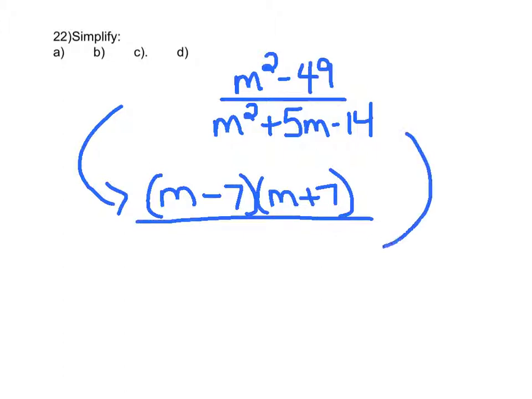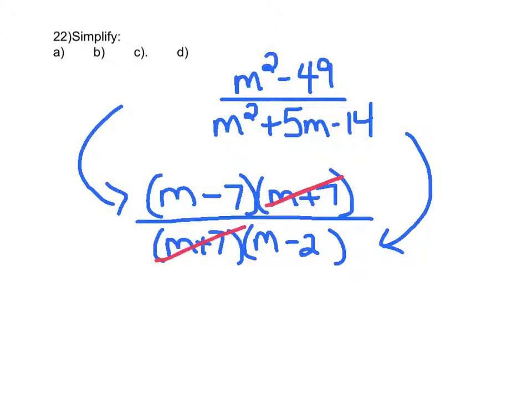Now let's take a look at the bottom. Remember, in this one we have to find what's going to multiply to give us negative 14, but add to give us 5. Well, you can do plus 7 and minus 2 because they multiply to give you the negative 14, but add to give you the 5. Now we can eliminate groups, and you're left with m minus 7 over m minus 2, which is going to be option B.